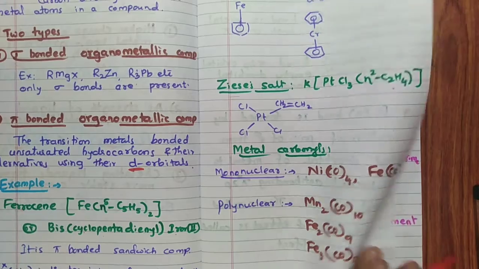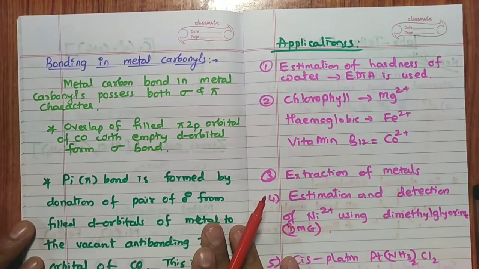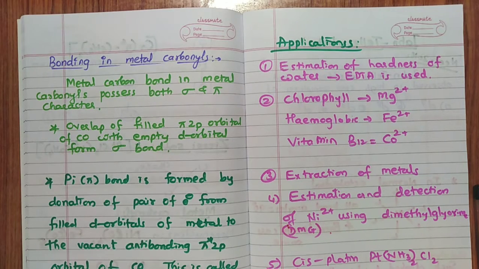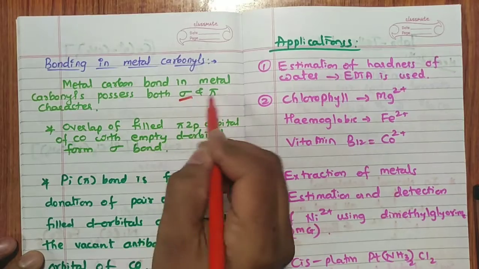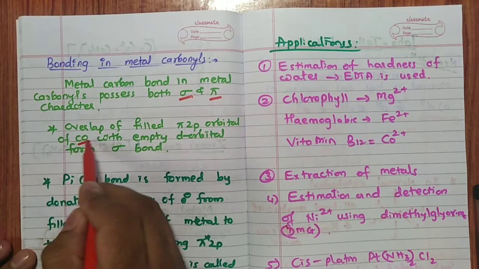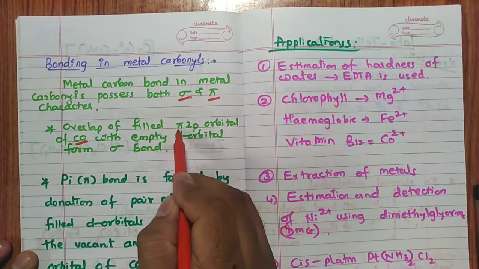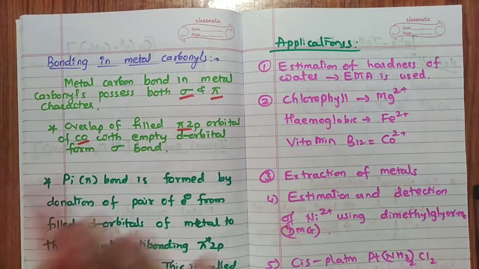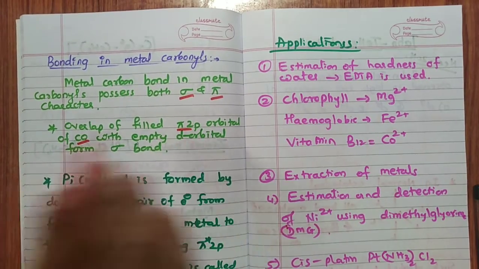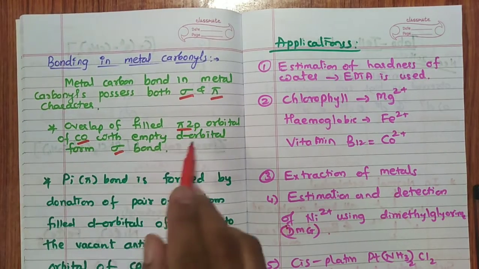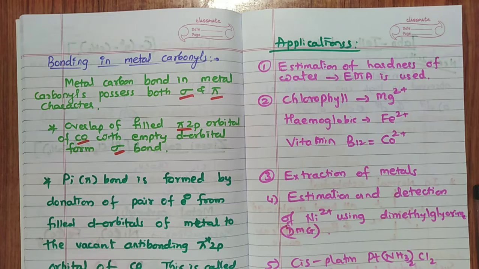Polynuclear, mononuclear. Important: bonding in metal carbonyls. The metal-carbon bond in metal carbonyls possesses both sigma and pi character. Very, very important. How is the sigma bond formed? Generally CO is a ligand, correct? CO has a lone pair of electrons, which overlaps with the empty d orbital of the metal ion to form a sigma bond.